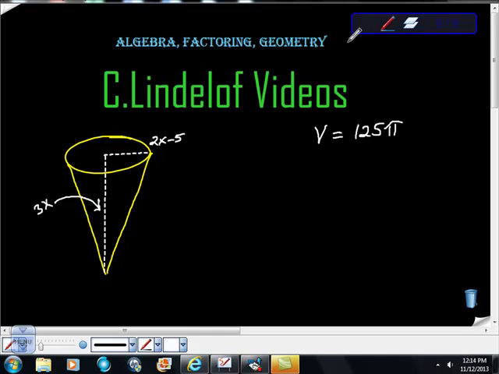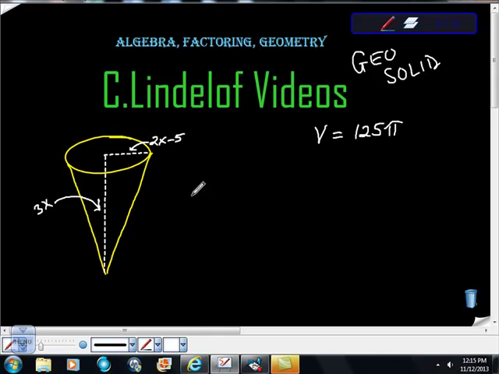In this case, we have a geometric solid. So we have a geosolid here. And what we're given is this right cone, and we're told that its volume is equal to 125 pi. We're also told that its radius is 2x minus 5, and that this height right here is 3x.